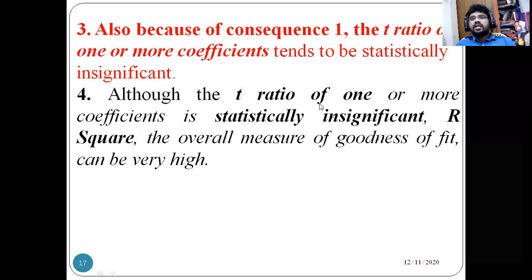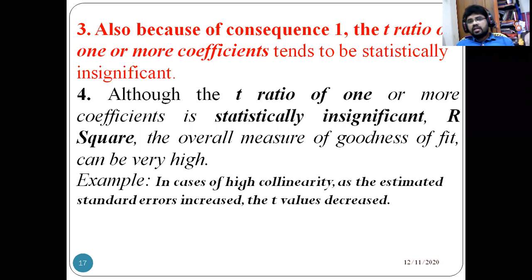And although the t ratios of one or more coefficients are statistically insignificant, the R square and the overall measure of goodness of fit can be very high. Sometimes when R square is also high, we need to check whether the particular model explains the percent of variation in the dependent variable by the independent variables. We need to check whether all the variables jointly influence the dependent variable or not. So we need to check the R square value also. When there's a multicollinearity problem, we can get a high R square value.